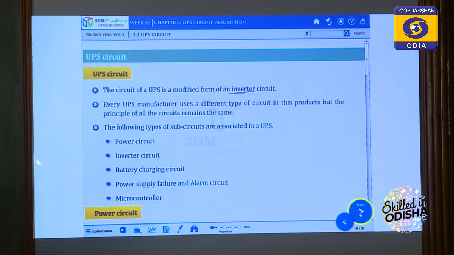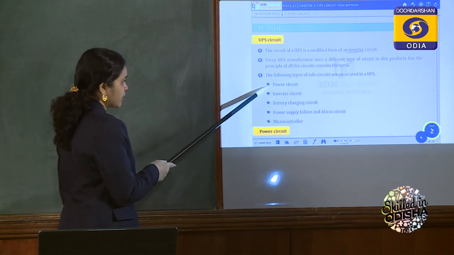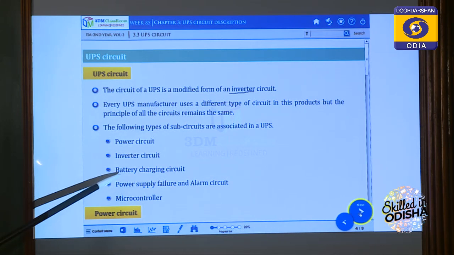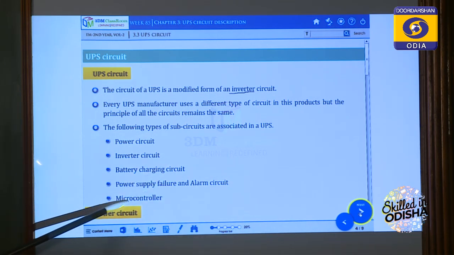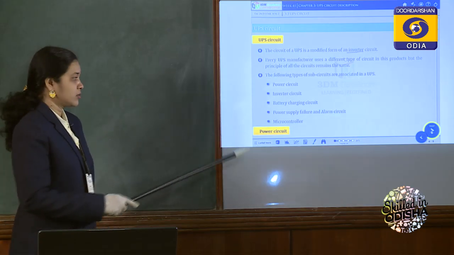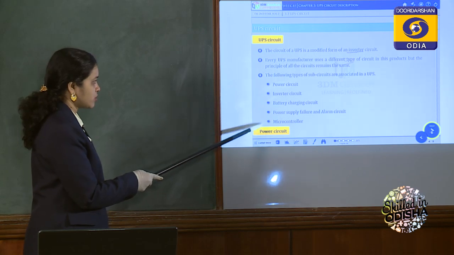Some parts of the UPS are the power circuit, inverter circuit, battery charging circuit, power supply failure and alarm circuit, and microcontroller. These are the main important parts that we use in a UPS circuit.